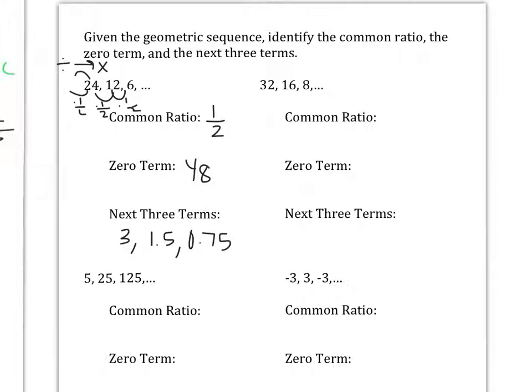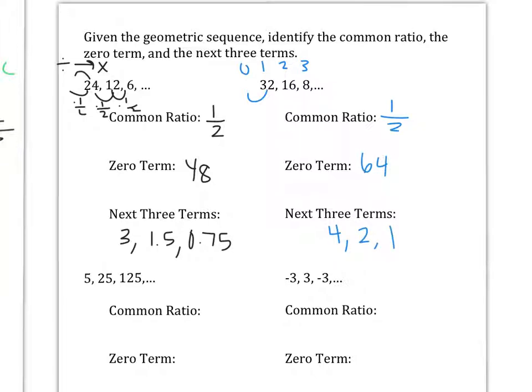All right, let's look at this next example, 32, 16, and 8. Very similar to the example we just saw, right? We're dividing by 2, but the same thing as dividing by 2 is really multiplying by 1/2. To find the zero term, I'll work backwards. What times 1/2 is 32? Well, what divided by 2 is 32? That's 64. The next three terms would be 8 times 1/2 is 4, times 1/2 is 2, and times 1/2 is 1.